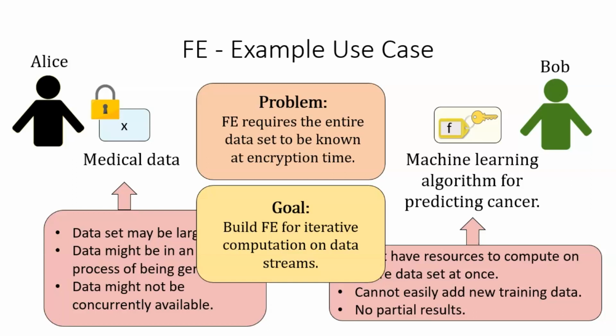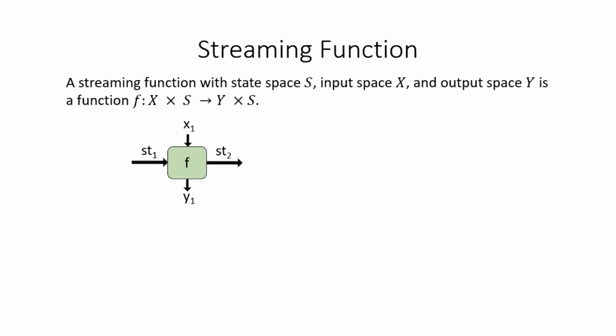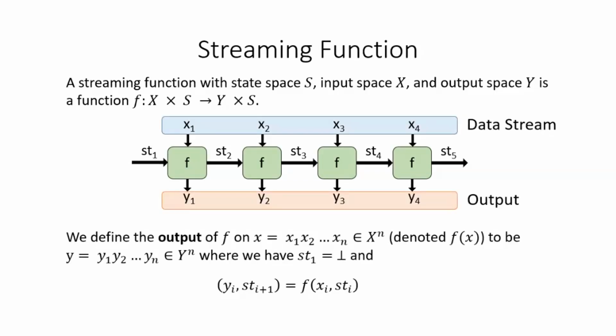Before I define streaming functional encryption, let me talk about what I mean by iterative computation. We define a streaming function to be a stateful function. It takes some data X, some input state, and outputs some output state along with some output Y. Because it's a stateful function, you can chain the computation together. The output state of the first computation can be fed as the input state of the next one, and so on. As terminology, we will call all the X's the data stream, and all the Y's the output. For our definition, the intermediate states will not be included as part of the output. So when we refer to the output of F on some data stream, we simply mean all the Y's that result from this iterative process.